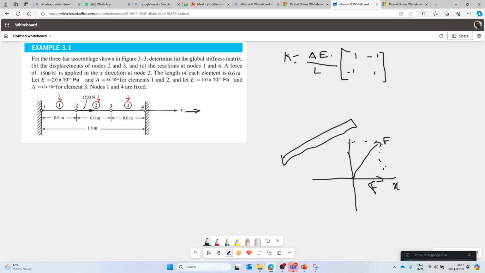So the most important thing that you need to know is this stiffness matrix that has been derived and proved for us. There's no need for us to go and derive it. All we have to do is learn how to apply it. So how do we apply it?